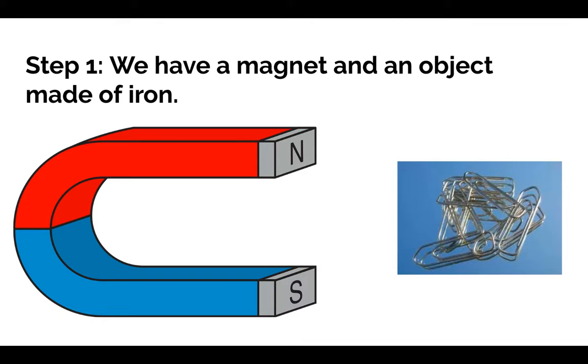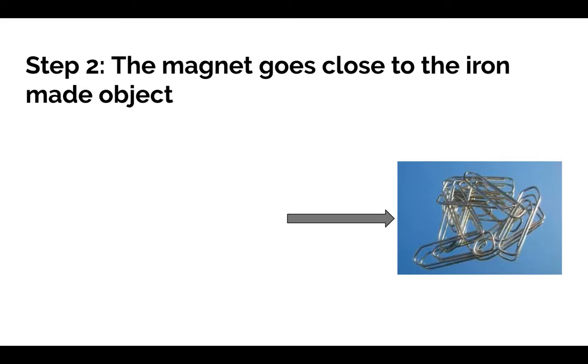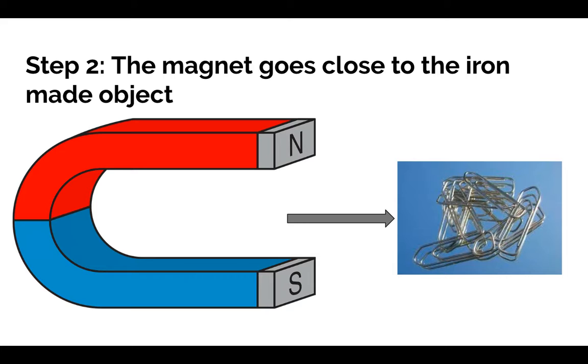Let's break it down. Step 1. We have a magnet and we have an object made from iron. In this example, we are using paper clips. Woo! Paper clips are made of iron. This should work. So we have the two items. That's the only step. Step 2. The magnet goes close to the iron made object. So we have our iron made object. The magnet's going to scooch a little closer. It's going to come a little closer.